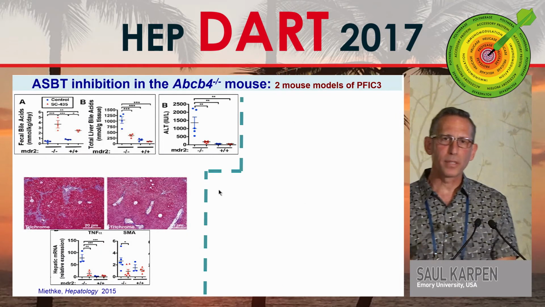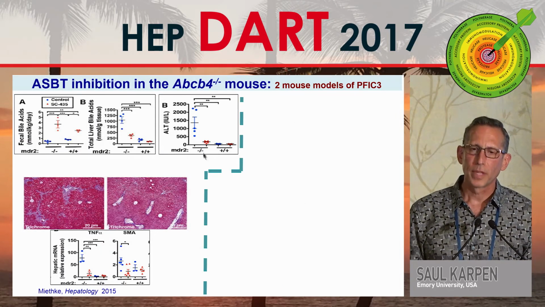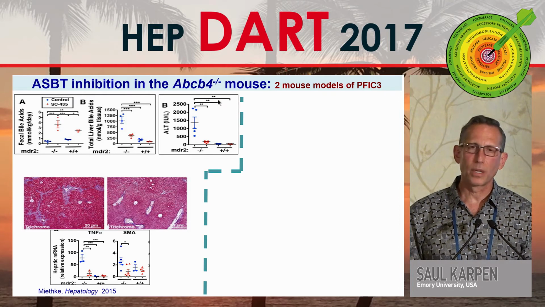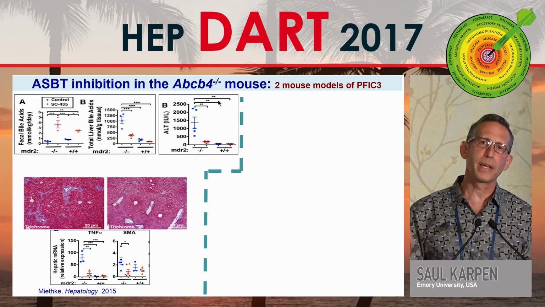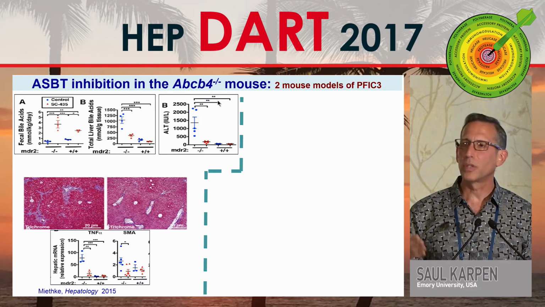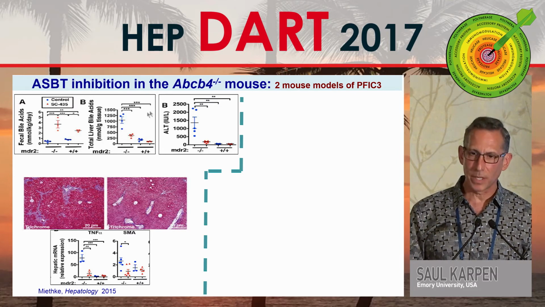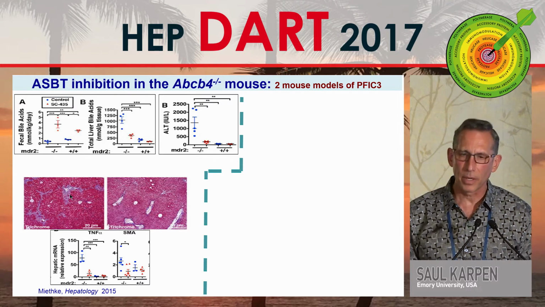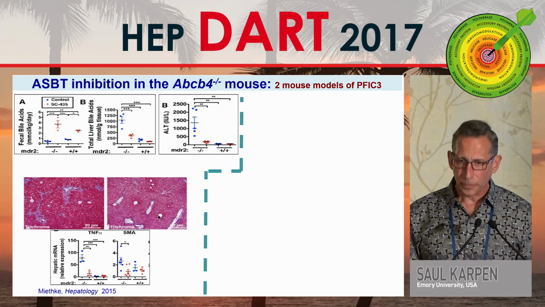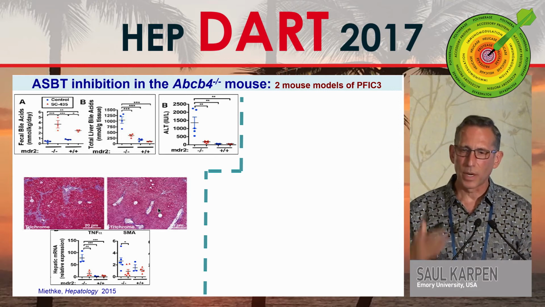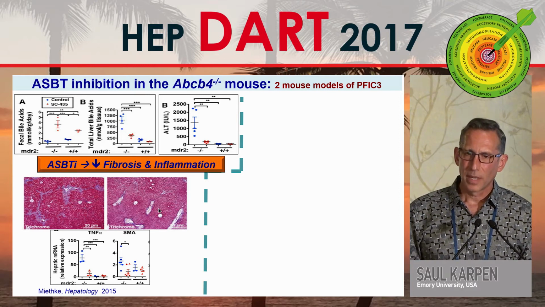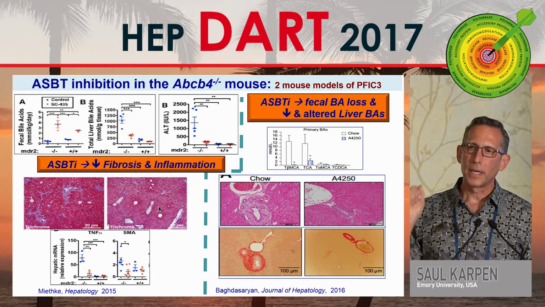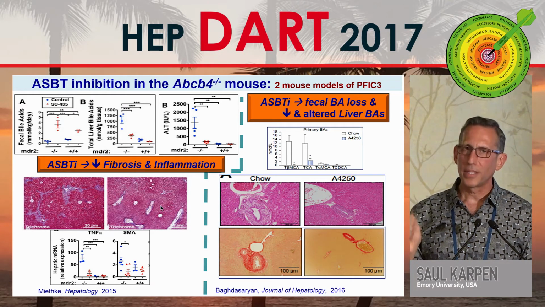So let me give you some mouse data, and then I'll give you some human data, and go back to some mouse data and finish up. So here's a mouse model of a disease called PFIC3 where you can't get phospholipids into bile. So you have bile acids that are really damaging cholangiocytes. And you can see a bit here in this mouse, the blue is a pericholangular fibrosis as well. And on drug, it goes away. And so you get both reductions in fibrosis and inflammation by a non-absorbable ASBT inhibitor.